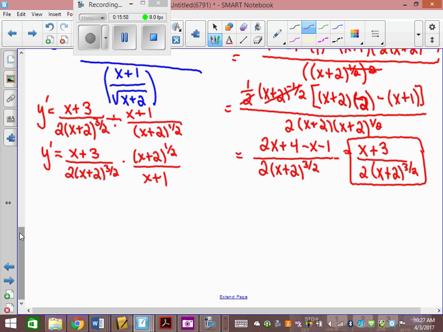Now, this is the catch. People are like, do I leave it on the bottom or do I leave it on the top? It stays on the top, but because it's a -1, it's actually going to go to the bottom. We'll do it in 2 steps so that you can see.